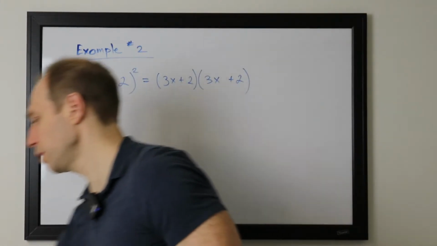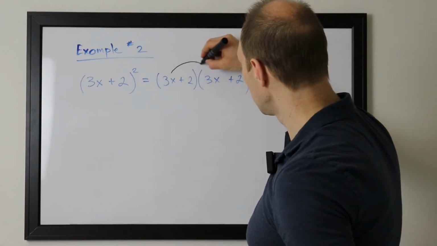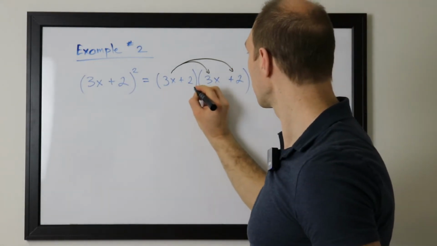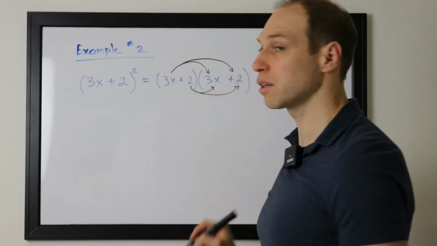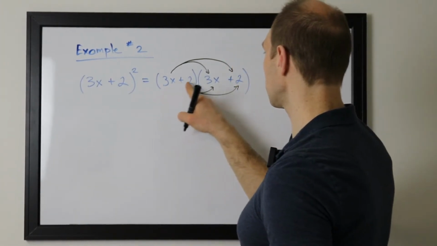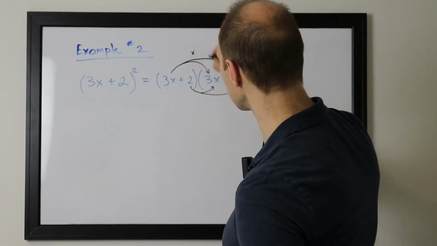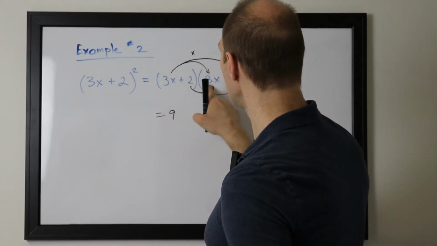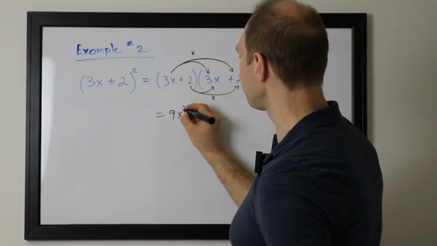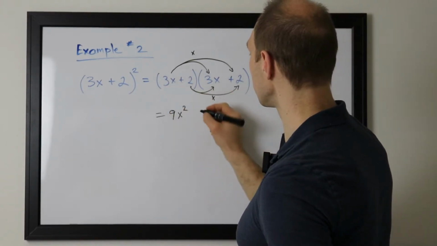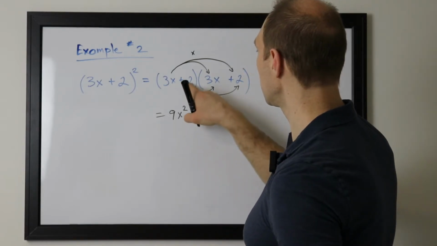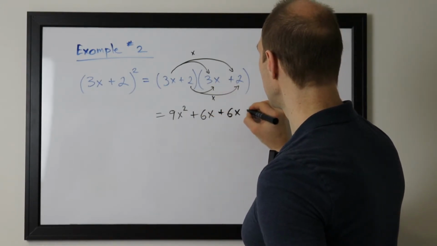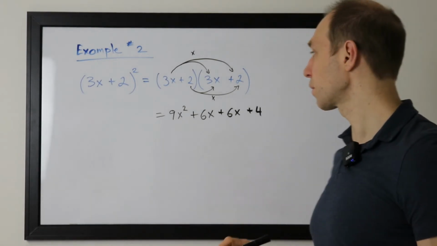How do we expand and simplify? Well, again, we multiply the first number by everything within that bracket, the second number by everything that's inside of this bracket. What do we get? 3x times 3x. I put the sign times. 3x times 3x gives us 9x squared. 3x times 2 is simply 6x. 2 times 3x is also 6x. And then 2 times 2 is 4.